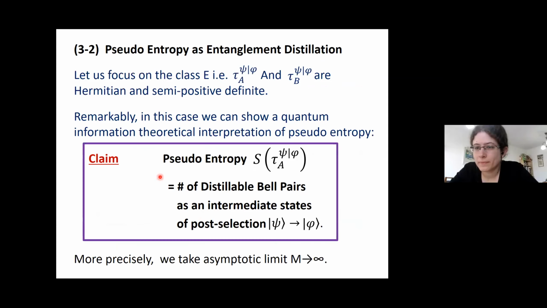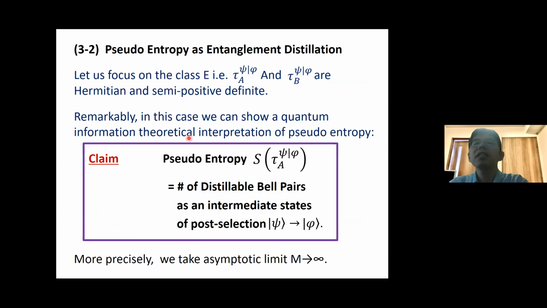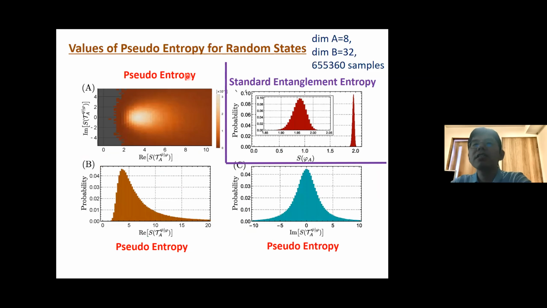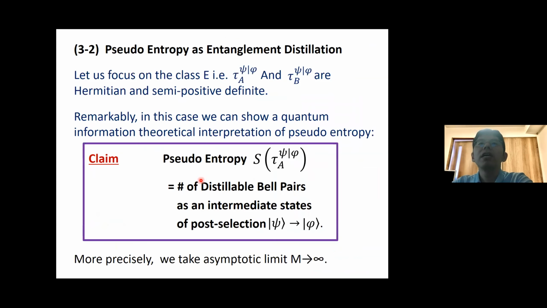But actually, in my talk, let me focus not on the general random state, but on this B, C, D, E state. Especially class E is the best case. The tau A and tau B are both actually Hermitian, but of course different, since the two states are different. And in that case we have some nice properties: this entropy can be regarded as a kind of distillation by LOCC.